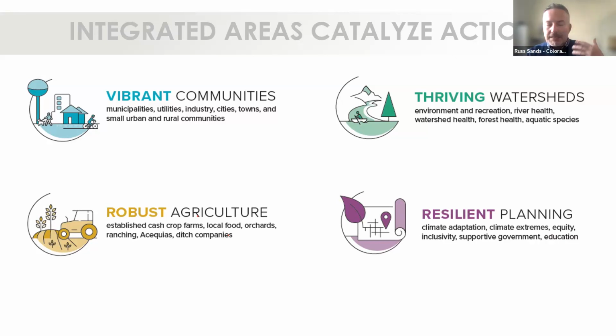Robust agriculture is talking about our farms, our acequia communities, our ranches, all things food and fiber in the state. Thriving watersheds is where we really talk about environmental and recreational needs, aquatic species, river protection, stream management plans, increasingly forest health.